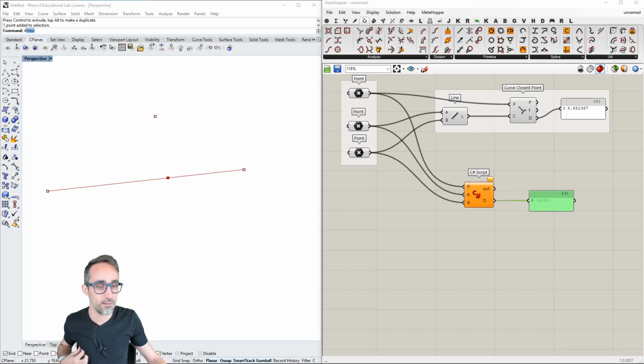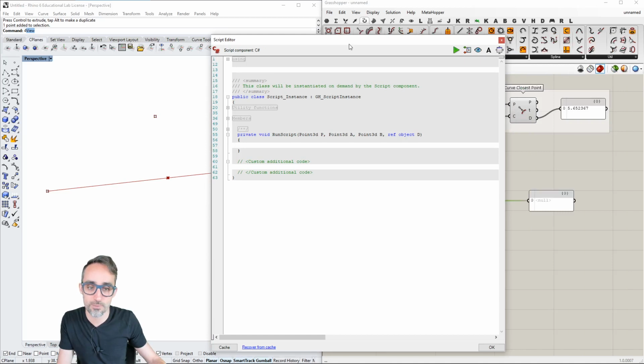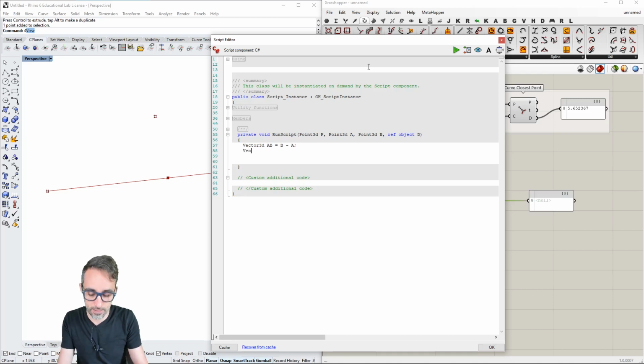So I'm going to go back here to my script and open it. According to the algorithm, what I want to do is create the two vectors, AB and AP. AB is going to be the vector formed by subtracting the coordinates of point A from point B, and then the vector AP is the same thing, subtracting the coordinates of point A from point P.